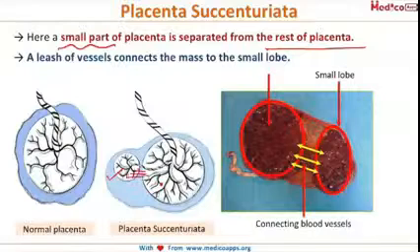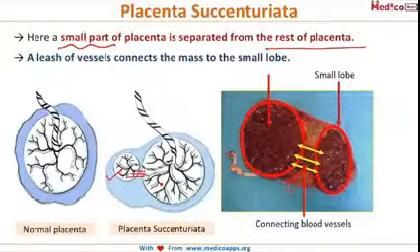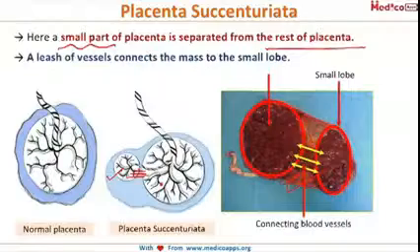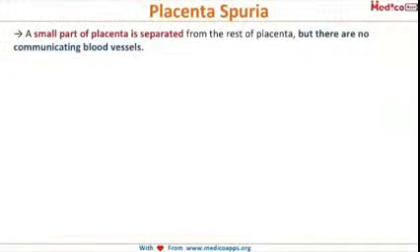a leash of vessels. Now, similar to this Placenta Succenturiata, we have another type of placental abnormality, which is called Placenta Spuria. In this also, a small part of the placenta is separated from the rest of the placenta, but the difference is that there are no communicating blood vessels.